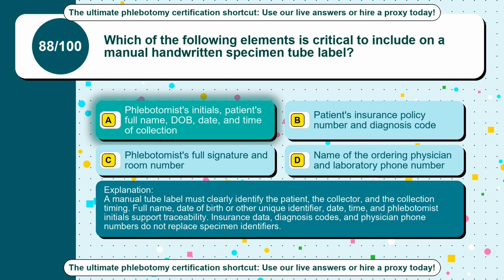A manual tube label must clearly identify the patient, the collector, and the collection timing. Full name, date of birth or other unique identifier, date, time, and phlebotomist initials support traceability. Insurance data, diagnosis codes, and physician phone numbers do not replace specimen identifiers.